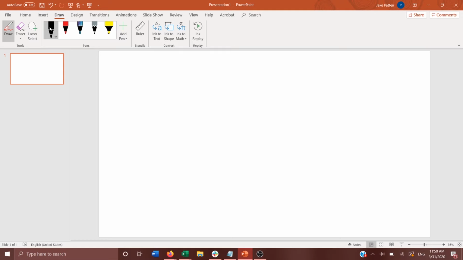The first thing we want to do is I wanted to show you the transfer function. This is a very simple formula.